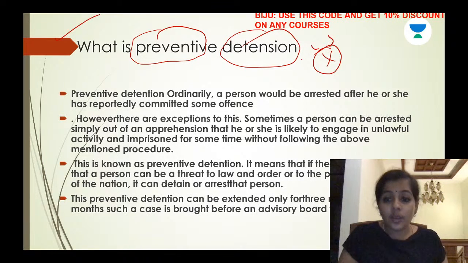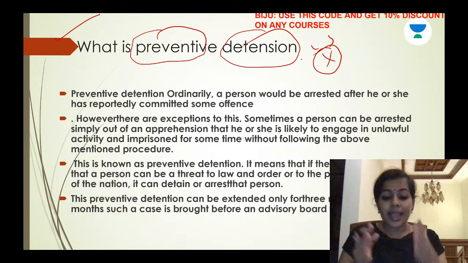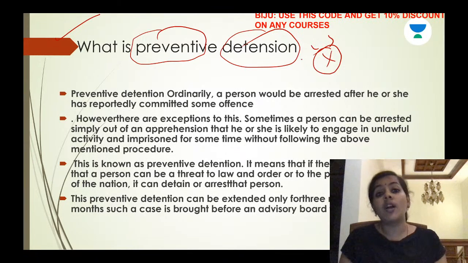That means you are getting news that if this person is freed, he is going to keep a bomb in the parliament. You are coming to know that he is going to keep a bomb in the parliament. Obviously, that person will be arrested and kept in custody in order to prevent that crime. So that is known as preventive detention. Did you understand the concept?